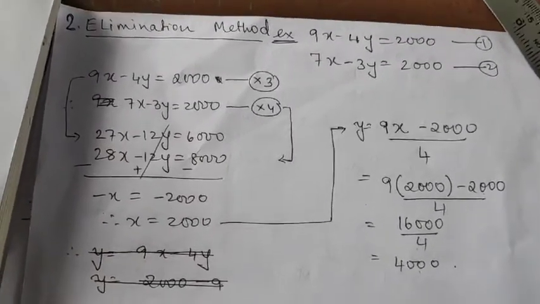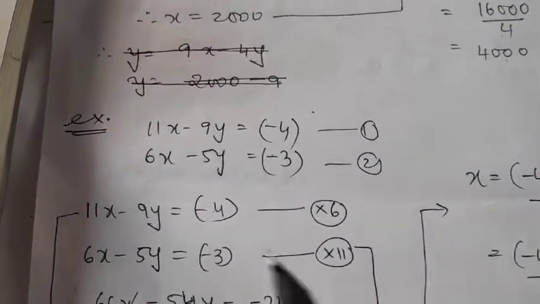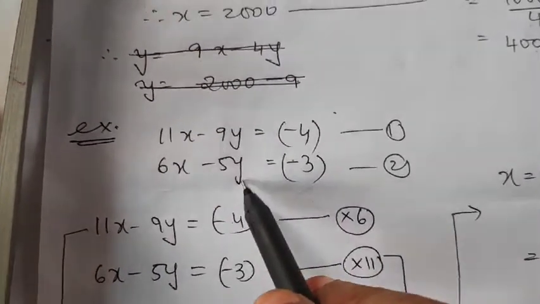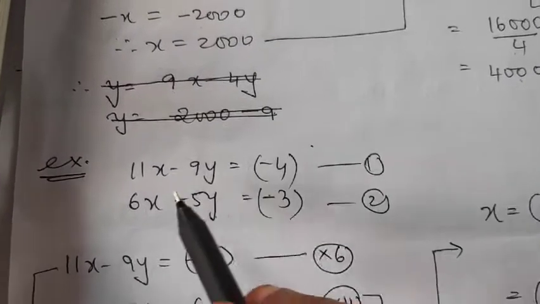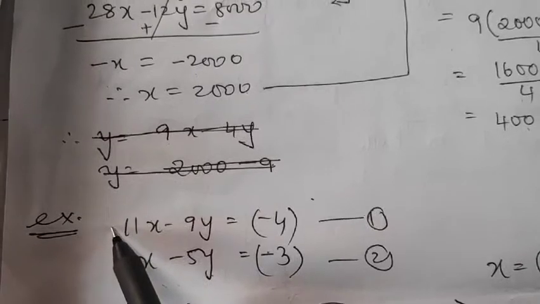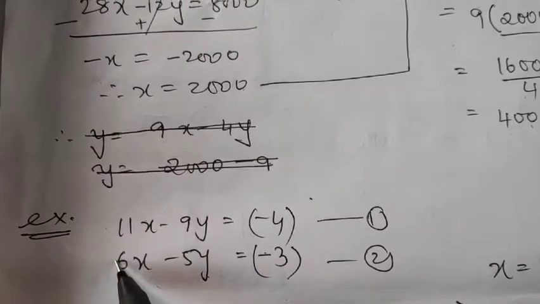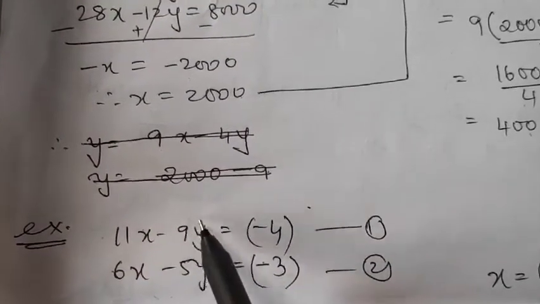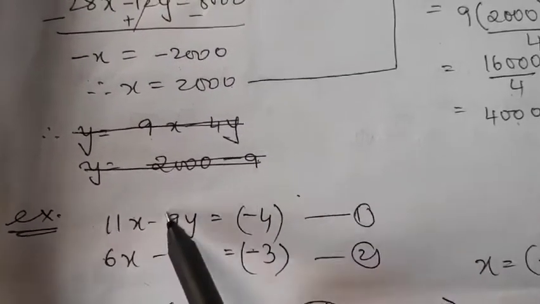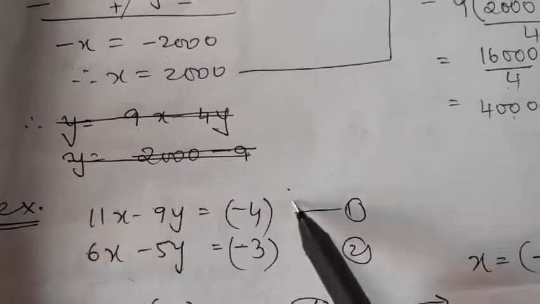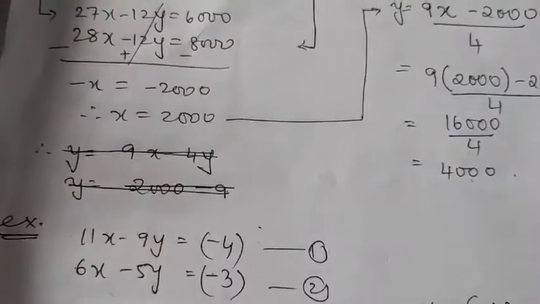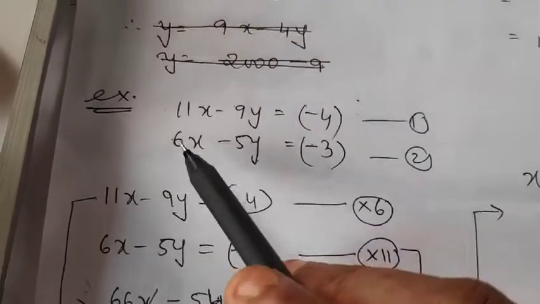Okay. Let us take up another example. Here, 11x minus 9y is minus 4, 6x minus 5y is minus 3. Again, I have to decide which variable I want to eliminate. If I want to remove x, then this is to be multiplied by 6 and this by 11. If I want to remove y, this is to be multiplied by 5 and this by 9. When I say multiply, it's not only one term but the complete equation that has to be multiplied. In the previous sum I showed elimination of y, this time I am showing elimination of x.